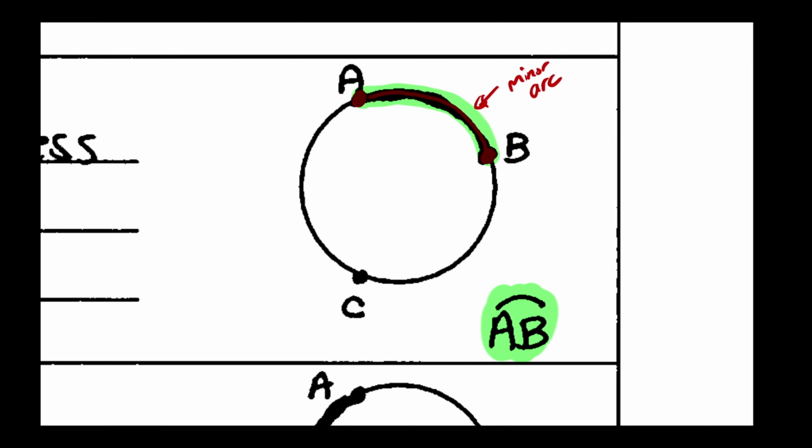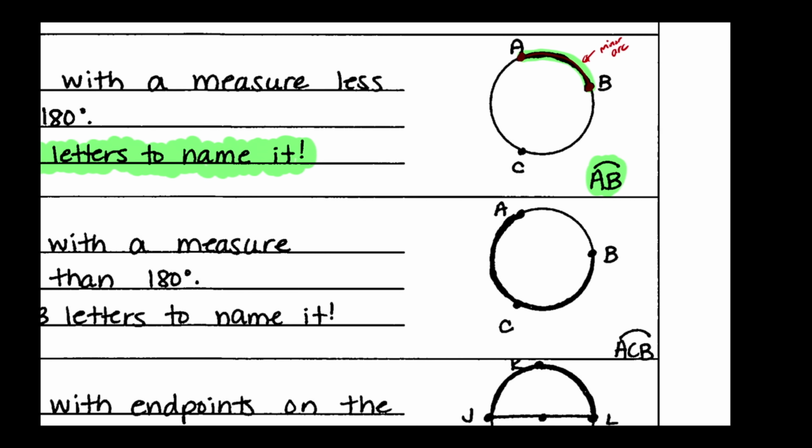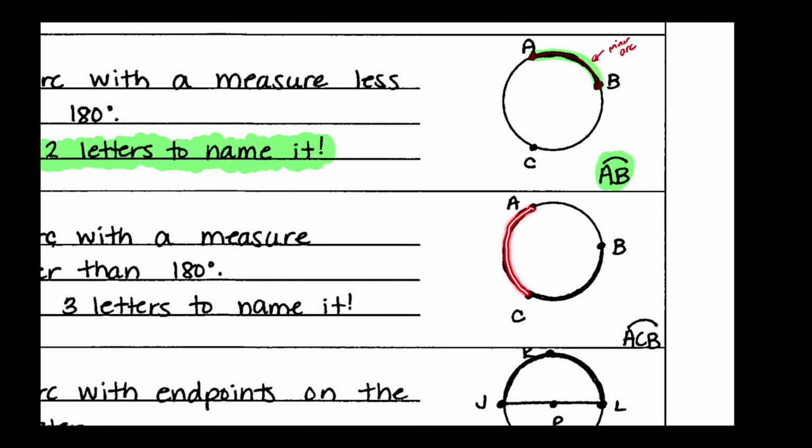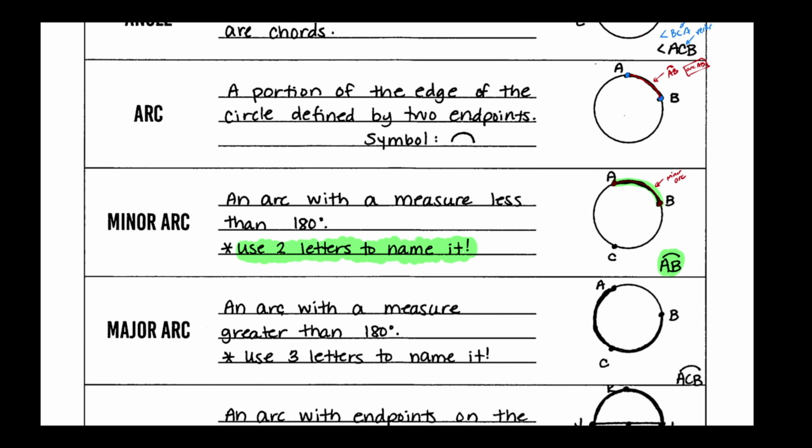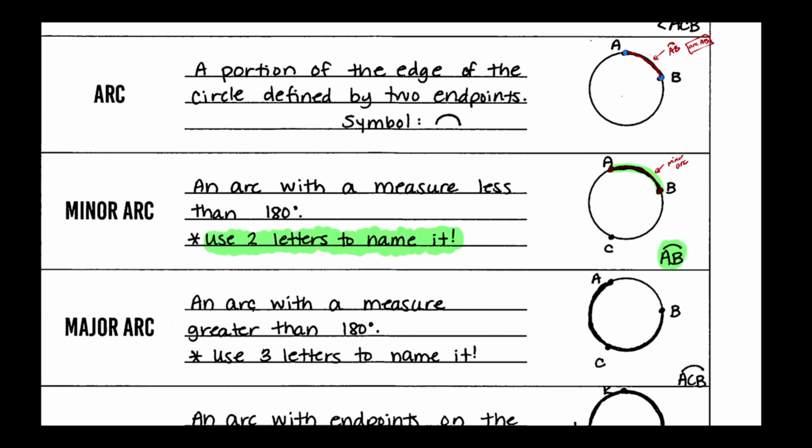If you wanted to go the other way, like my wife takes major arcs of the pie. She would take this. She'd say, I don't want less than 180. That's a little bit of crust. She would take this crust. Right? And that's called a major arc. A major arc uses 3 letters to name it. And it's more than 180 degrees. So it's more than half the circle.